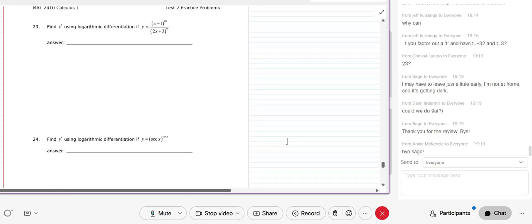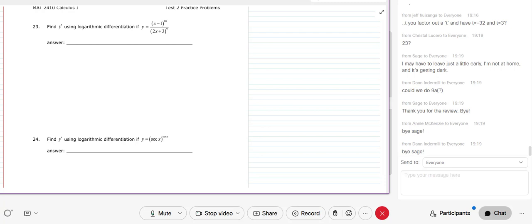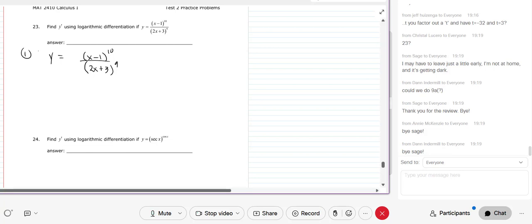Okay, good question. Logarithmic differentiation. Okay, so you will see one of these things, probably one problem where you do logarithmic differentiation. The first thing that you always want to do when you do logarithmic differentiation is you want to use logarithms to make the problem easier. I do not want you to do the quotient rule. Okay, if you use the quotient rule on this problem, I wouldn't give you any credit because that's not what I'm asking for. So what you're going to do is you're going to take the natural logarithm of both sides.